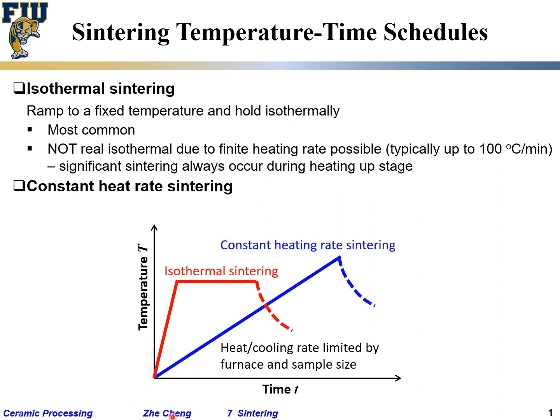Something like this. Just a constant ramp to a target temperature, no hold, directly cool. Constant heating rate sintering. Okay. And people use this for some special types of shrinkage study, like dilatometry. Quite often you constantly heat up to that temperature and then you don't hold. It's done. Okay. Of course, in that case, you quite often have to heat up to a temperature that is somewhat higher than your isothermal temperature to complete the sintering. Make sense? Okay.